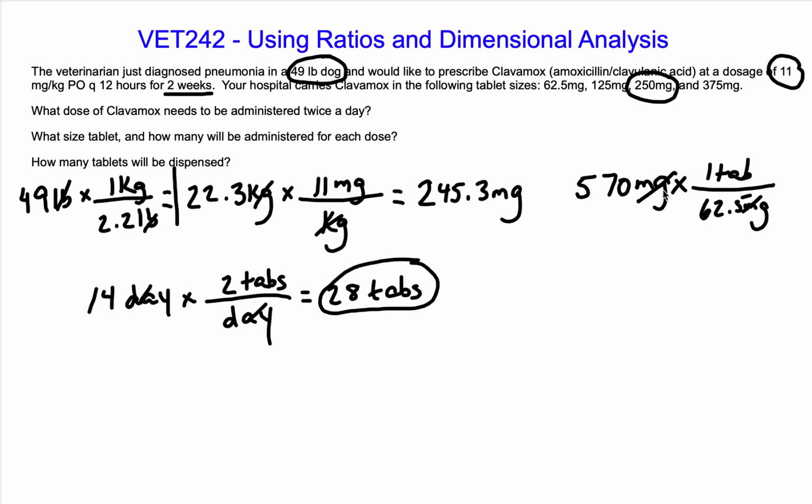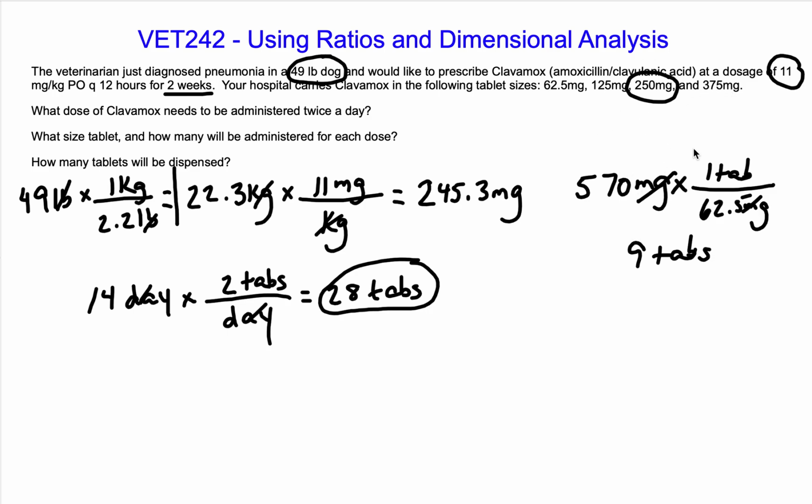So if we decided to go ahead and prescribe the 62.5 milligrams for this dog that requires 570 milligrams per dose, 570 divided by 62.5, it ends up being 9.12, but we'll just round that to 9. We would need to give 9 tabs of the 62.5 milligrams per each dose. Ridiculous. No owner is going to be able to do that. But that is how you work through it if it doesn't work out perfectly.